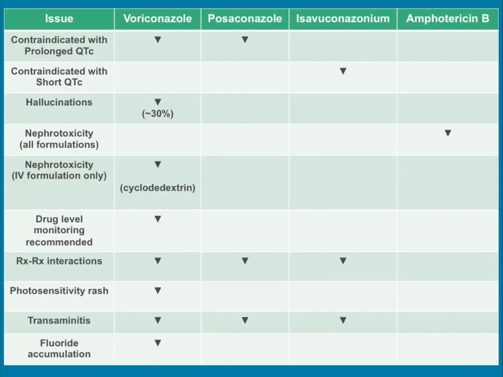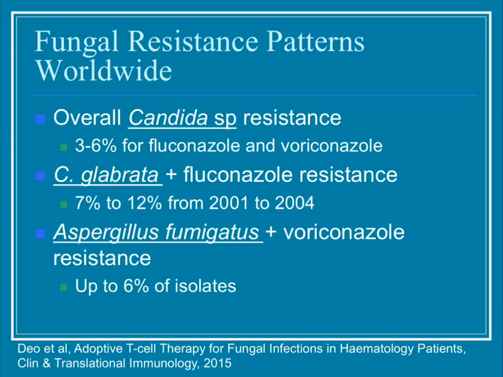Transaminitis, all of the azoles, and fluoride accumulation, originally described in the pediatric sector, but we definitely have seen it here in our system, especially when the voriconazole is given for more than 3 months.